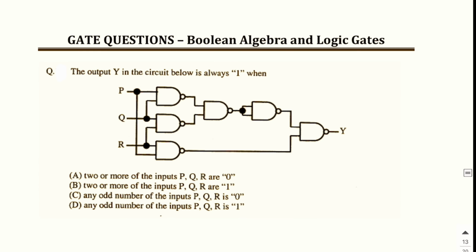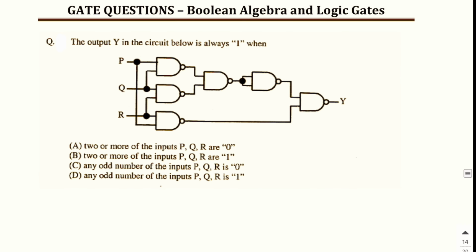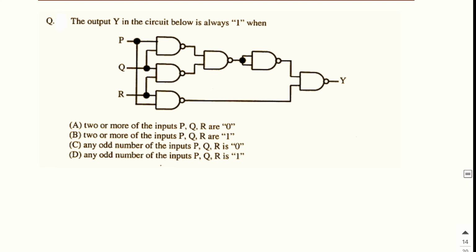So let's come to the next question. We have over here, now this is something different. It is asking that the output of Y in the circuit would always be 1 when. So at what situation would the output of Y always be 1? To find this out, let us first see what the output Y is in terms of P, Q and R. So if we do over here, this is P and Q, so this will be (PQ) whole bar. This will be (QR) whole bar. And this will be (PR) whole bar.